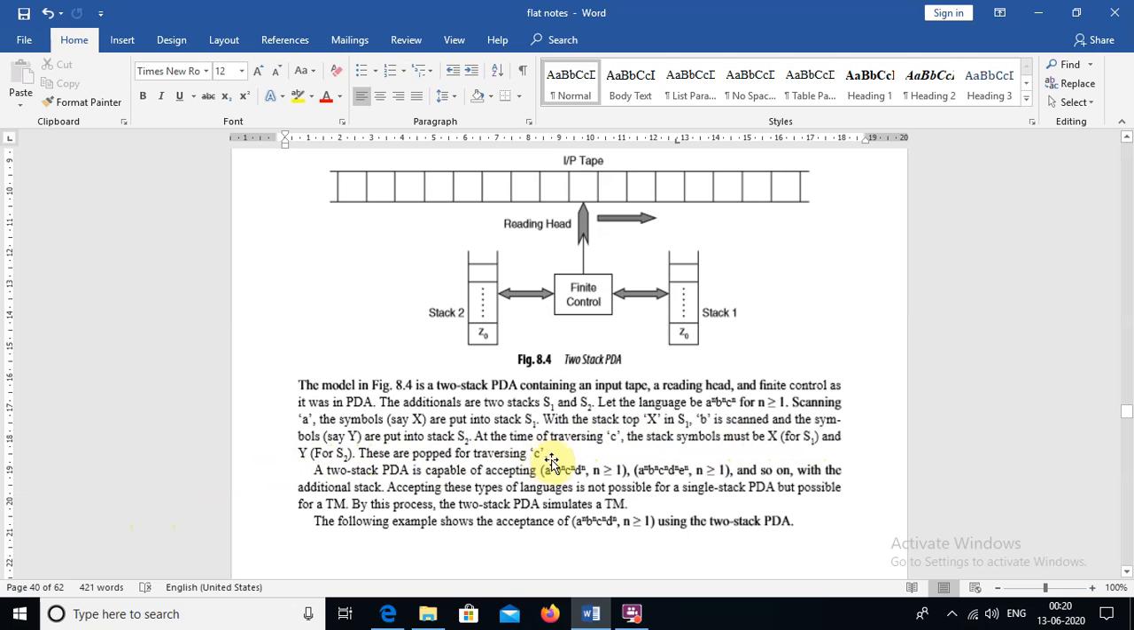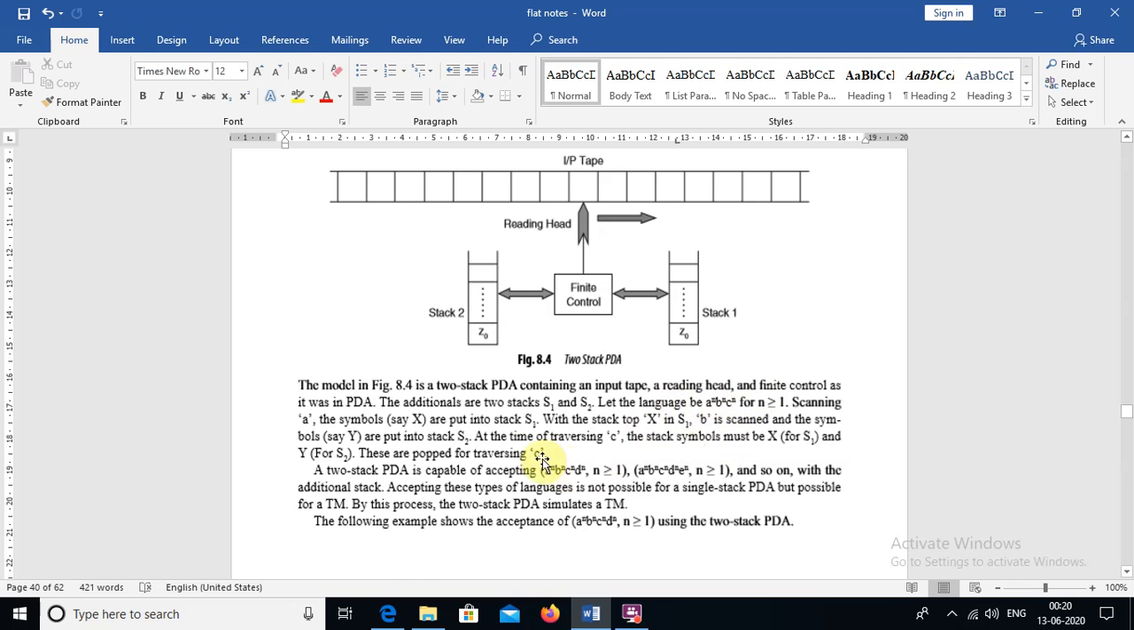Those can be popped for the C. Okay, hope you understand. So this is the language. For traversing A, you can push x into S1. While traversing B, you should match x at the top of S1, then you can push y into stack 2. For traversing C, if x is on the top of stack S1 as a top symbol, and y is the top symbol of S2, then you can pop both for C.